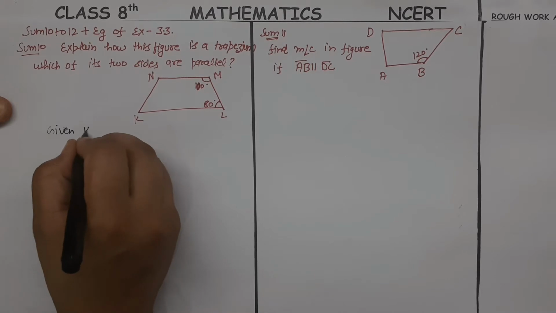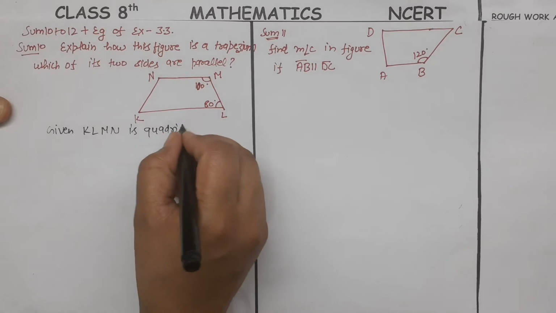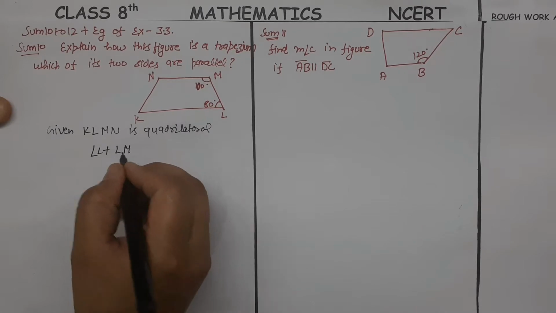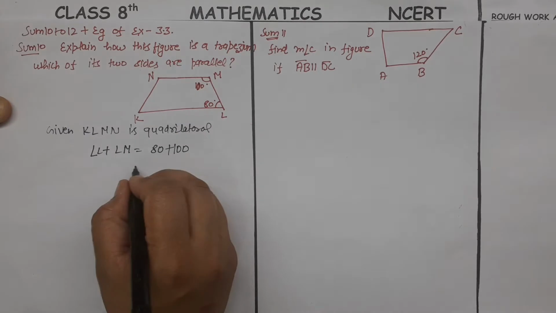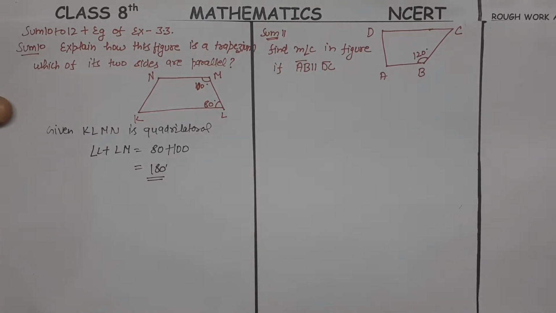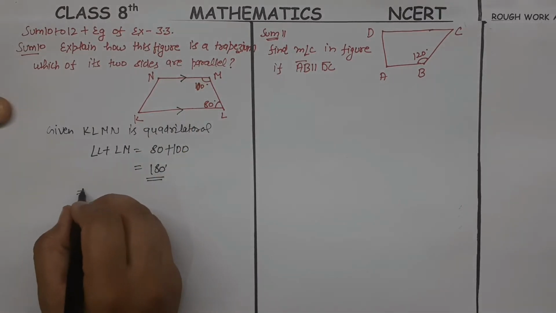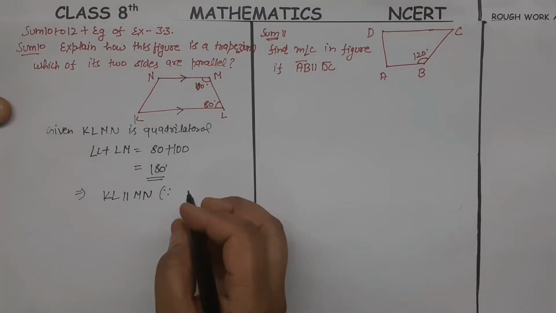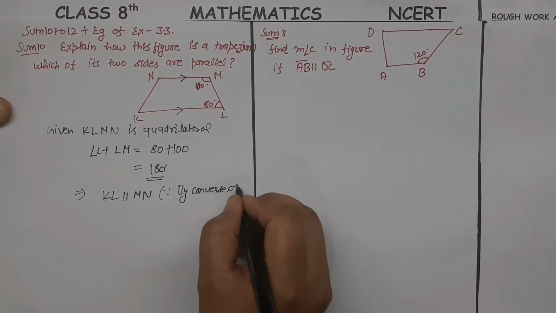Given KLMN is a quadrilateral. Angle L plus angle M: value of L is 80, M is 100, becomes 180. So KL is parallel to MN. KL is parallel to MN by the converse of parallel lines.